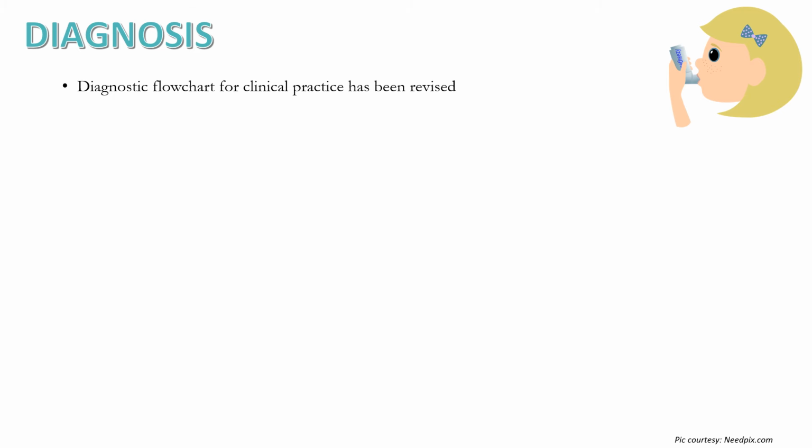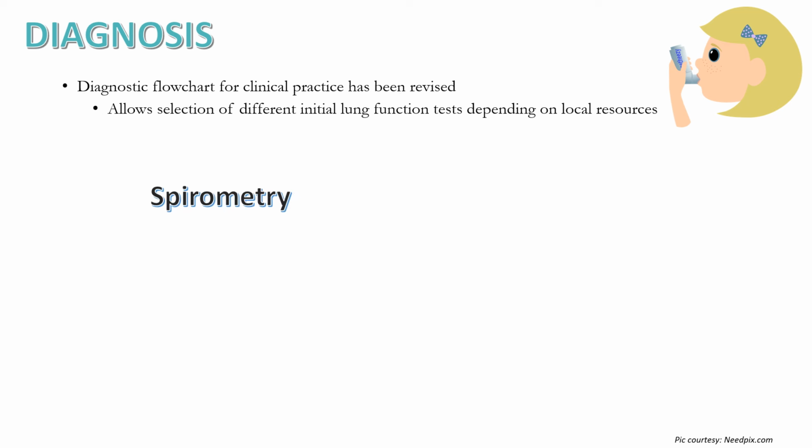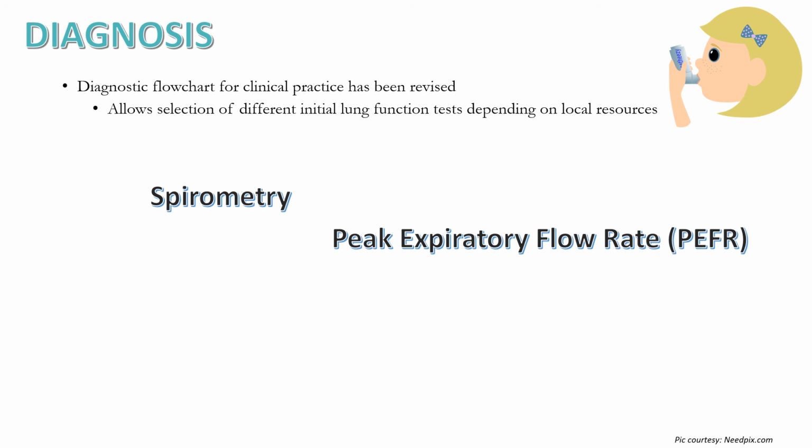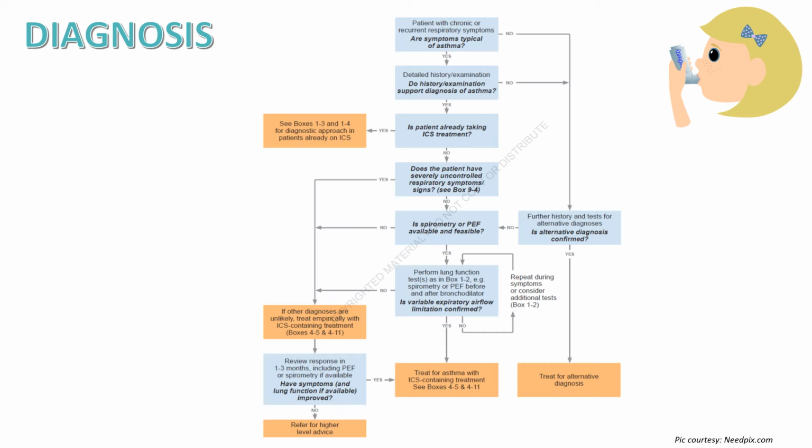Coming on to the GINA guidelines, the diagnostic flowchart for clinical practice has been revised in the sense that it allows for the selection of different initial lung function tests depending on the local resources. For example, the earlier GINA guidelines mentioned spirometry to be used for measuring lung functions, but now the diagnostic flowchart also mentions the use of peak expiratory flow rate monitor, that is PEFR monitor, for measuring the lung function tests in the initial diagnostic flowchart. This is the diagnostic flowchart, and here you will see that not only spirometry but even PEF has been recommended, especially in places where the resources are limited.